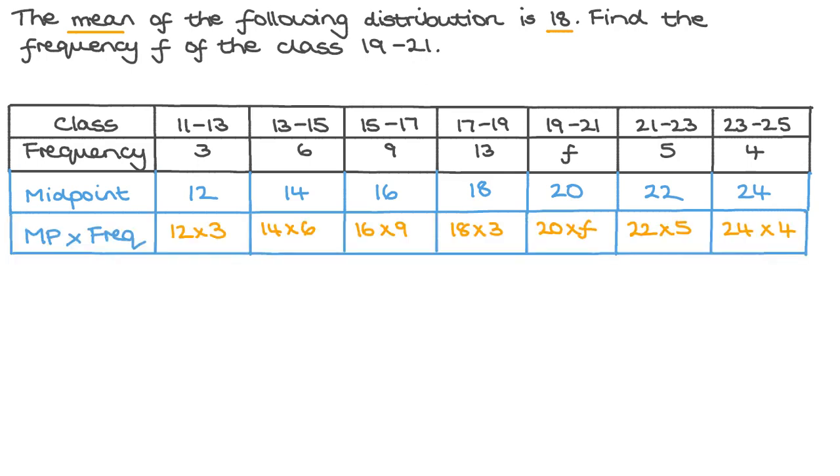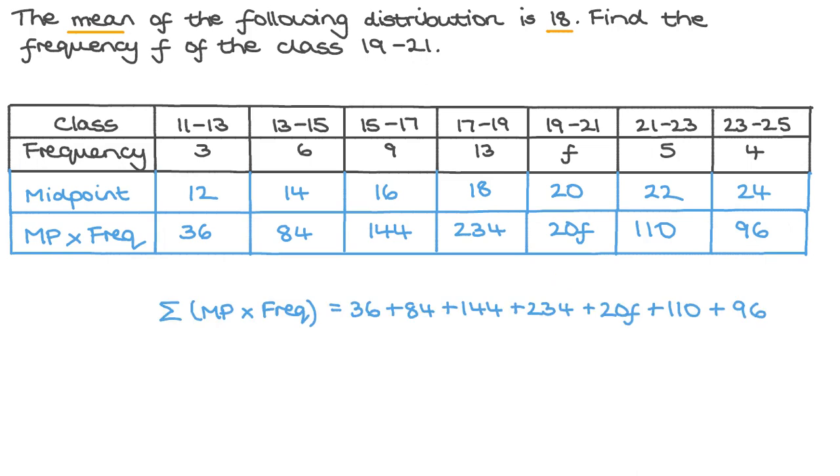For each class, we then multiply its midpoint by its frequency. This gives 36, 84, 144, 234, 20f, 110, and 96. Notice that for the class with the missing frequency, the value of the midpoint multiplied by the frequency is in terms of f. The next step is to find the sum of all of the midpoints multiplied by their frequencies, which gives an estimate of the sum of all the data values.